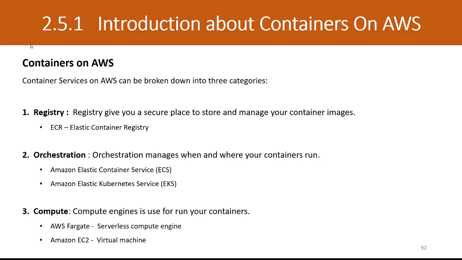Third one is compute. The compute engine is used to run your containers, so where do you want to run them? AWS provides two types of compute where you can run your containers. First one is AWS Fargate. Fargate is a serverless compute engine which is completely managed by AWS. All the patching, everything will be managed by AWS. And second one is the traditional Amazon EC2 instance. This is just like a virtual machine where you can run your containers. So these are the three things which come up when we're talking about container services.